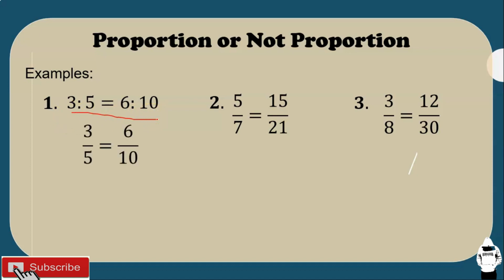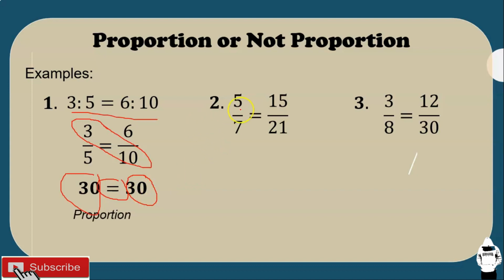This proportion can be written as 3:5 is equal to, or 3/5 is equal to 6/10. So, para malaman natin yan kung proportion o hindi, gagamitin natin ng cross multiplication. Okay, so 3 times 10, that is equal to 30. And then 6 times 5 is equal to 30. So, yung 30 at saka 30, they are equal. Right? Meaning to say, this is a proportion.